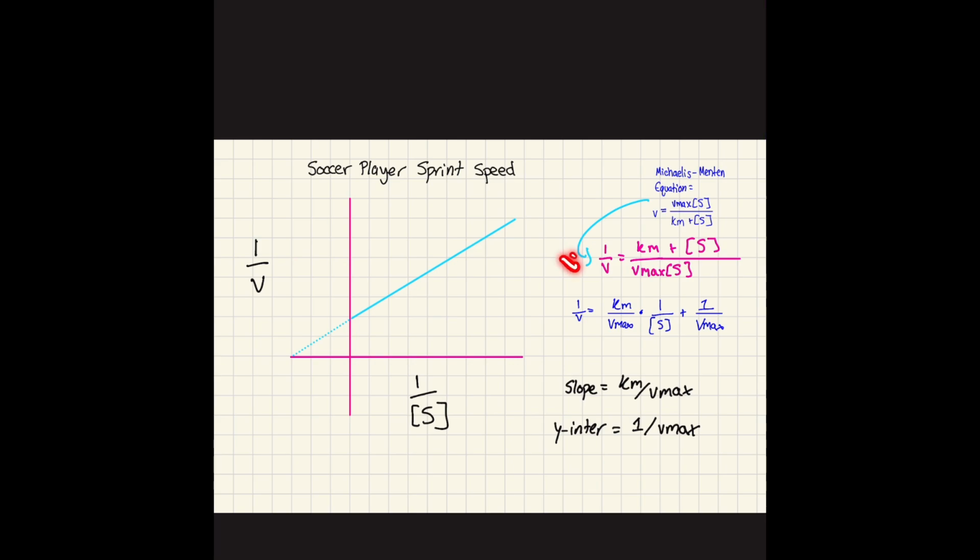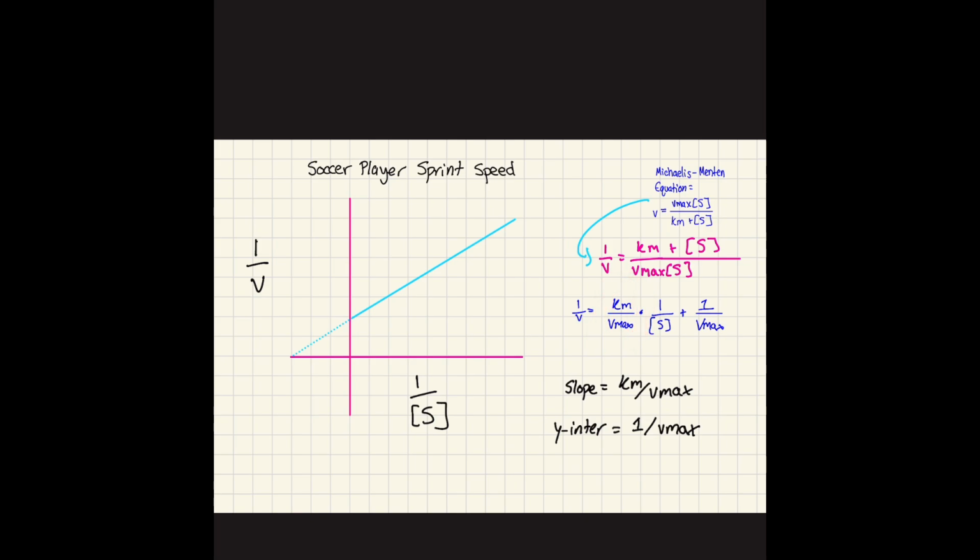If we take this reciprocal equation and we break it up a little bit, it's easier to see that it is in y = mx + b format, turning this into a straight line. We can see over here that this would be the slope of the line, Km over Vmax.